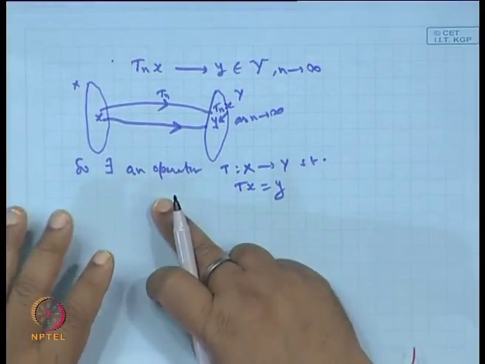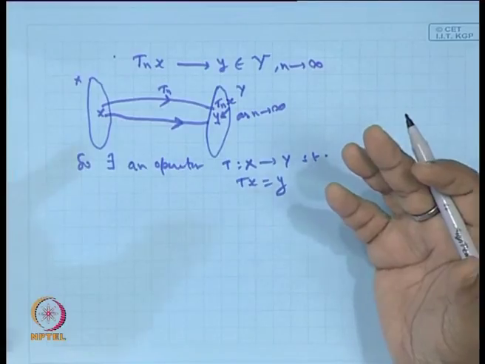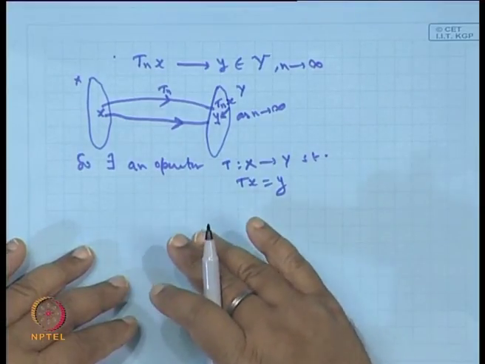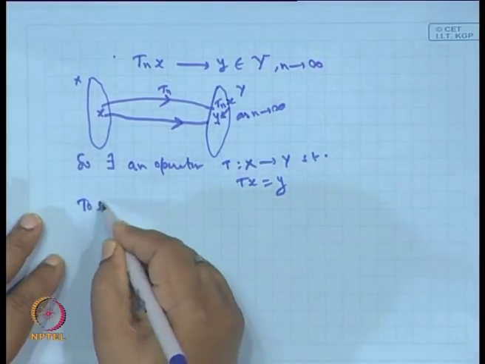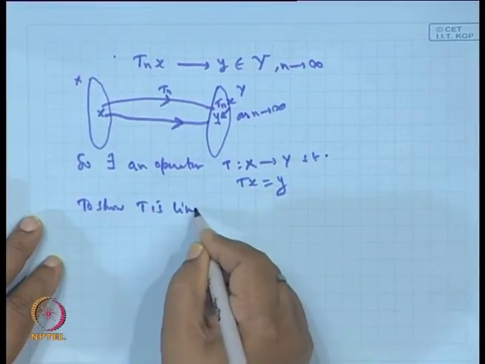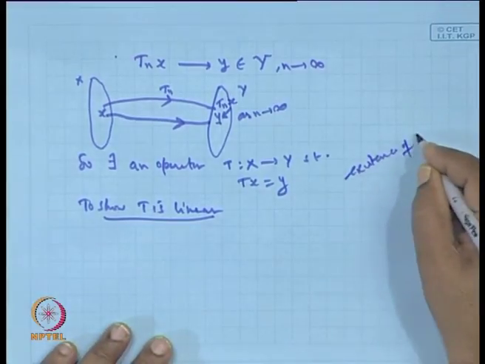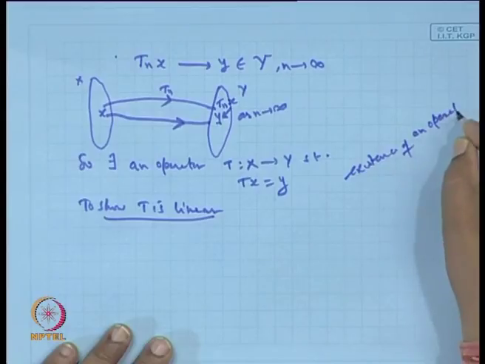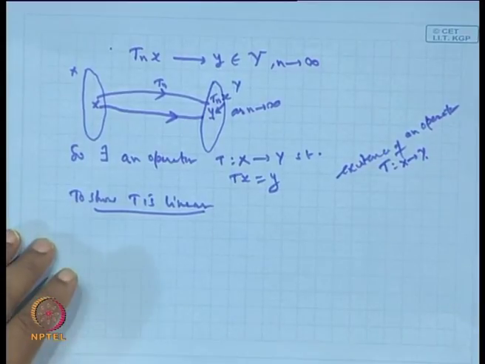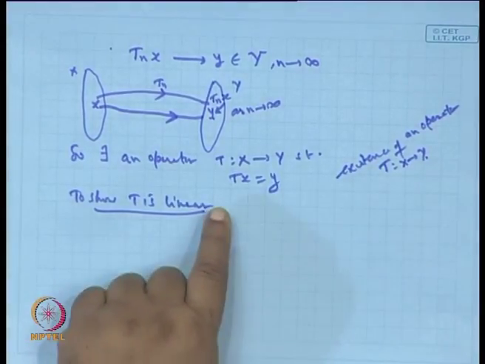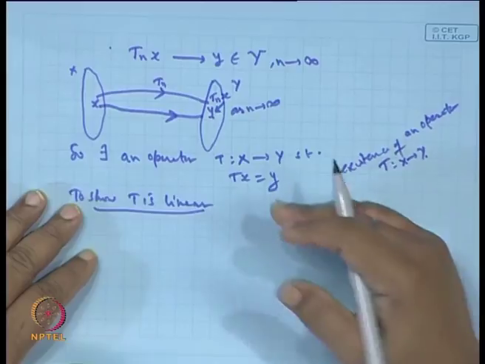So, an operator T exists from X to Y. Now, this operator may not be bounded, may not be linear, is it not? So, we have to show that it is bounded and linear, then only it will belong to the class B(X, Y). Clear? Up to here we have shown the existence of T. This shows the existence of an operator T from X to Y. This is the only thing we have shown so far.